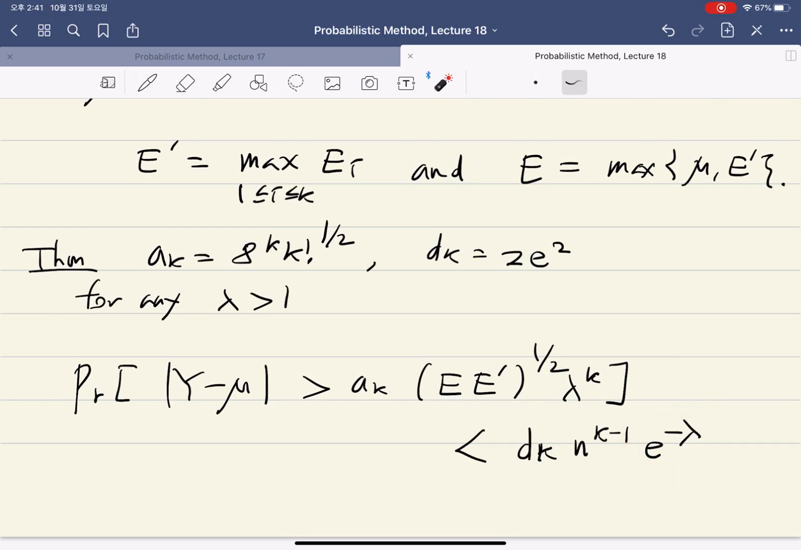So in application, we will make sure that this lambda is at least polynomial in n. And this is an exponential term, and this is only polynomial. So this decreases much faster than this. And this is polynomial, and this is polynomial. So we make sure that this is smaller than mu to show that Y is concentrated around mu.